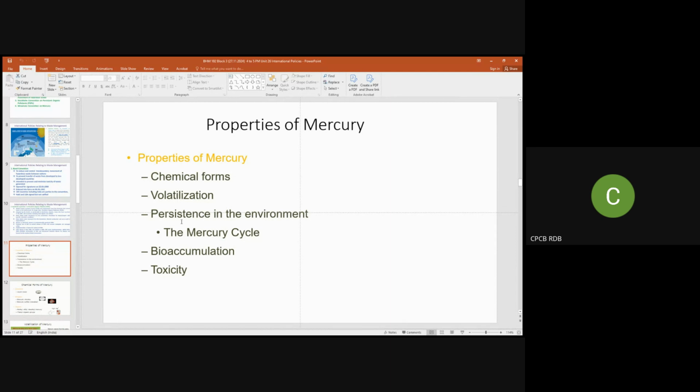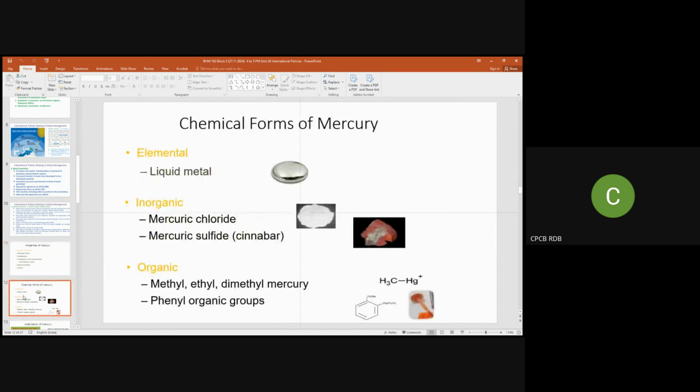This persists in the environment for a longer time, and it can easily accumulate in the food chain by bioaccumulation, and it is toxic in nature. Mercury is the only heavy metal available in liquid form, and it is available in elemental form, inorganic form, and organic form. Mercury in organic form, especially methyl mercury, is the highly toxic constituent of mercury.